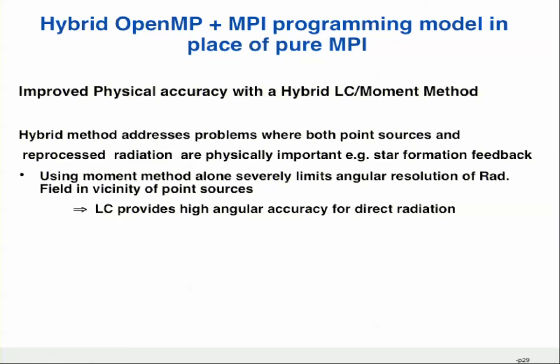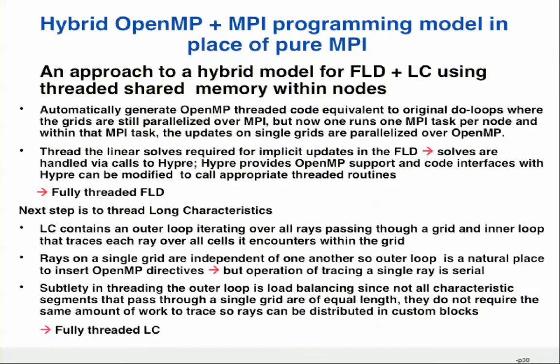Using moment approaches alone, as I've described today, severely limits the angular resolution of the radiation field in the vicinity of the point sources. So what we're doing right now is bringing in a long characteristic approach coupled with the moment approach to give us the additional high angular accuracy coming from the direct radiation.